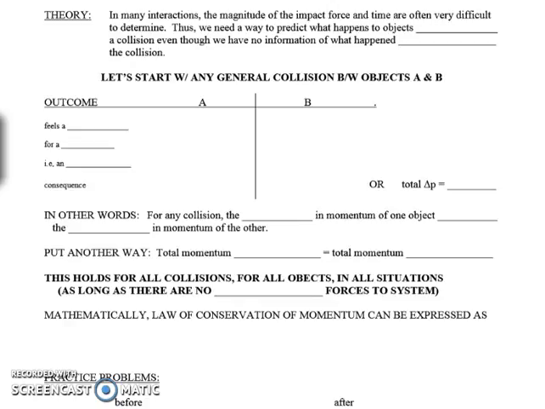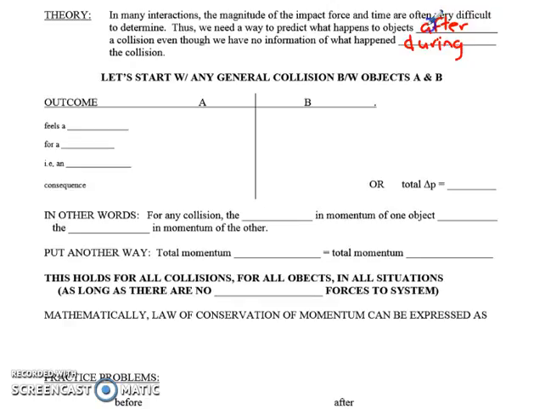Okay, so the theory behind this is that in many interactions, the magnitude of the impact force and time are very often very difficult to determine. Thus, we need a way to predict what happens to objects after a collision, even though we have no information about what happened during the collision. So we're going to look at collisions where we don't have the impulse information that we got from the computer when we had a collision with a force sensor, because that's very impractical. We want to get around that and still be able to understand what's going to happen after a collision.